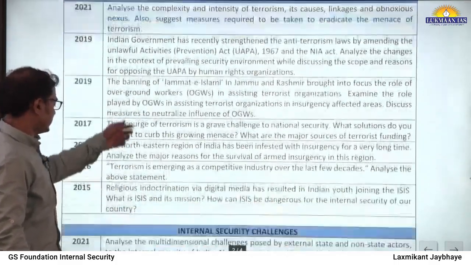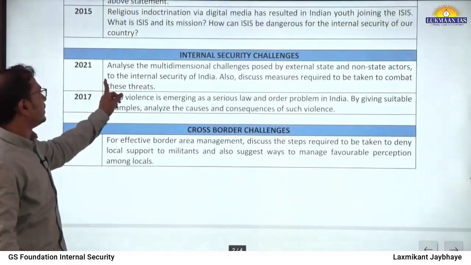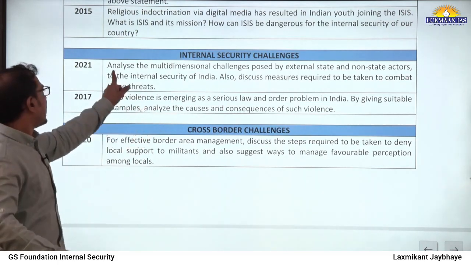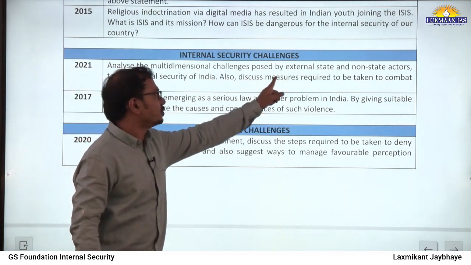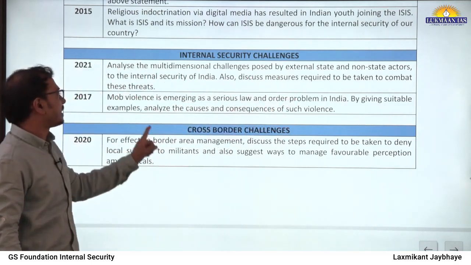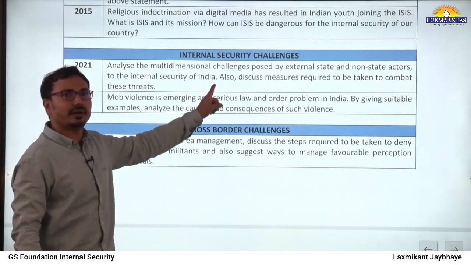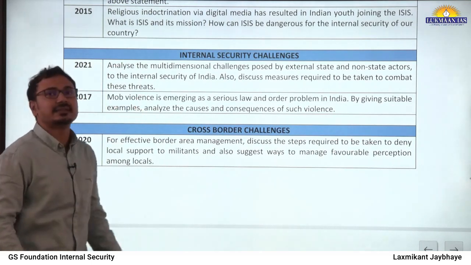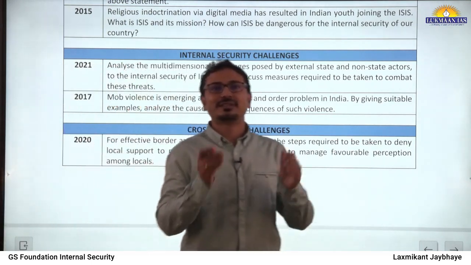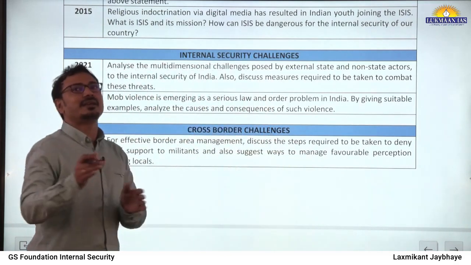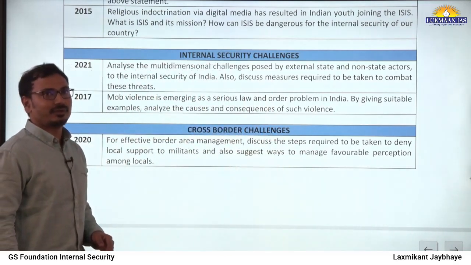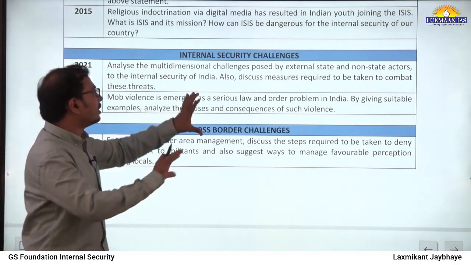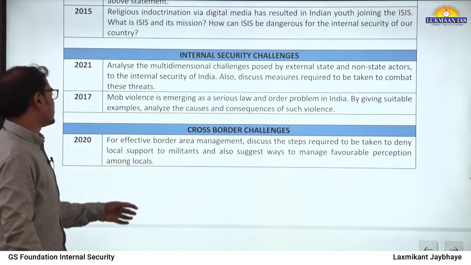In a similar manner you can see here, internal security challenges, a broader question, not one specific issue. Analyze the multidimensional challenges posed by external state and non-state actors to the internal security of India. Also discuss measures required to be taken to combat these threats. It seems they are directly taking the input from the syllabus topic, external state and non-state actors. So that is a syllabus topic directly. This is a broader level question, and accordingly we have to address such questions.